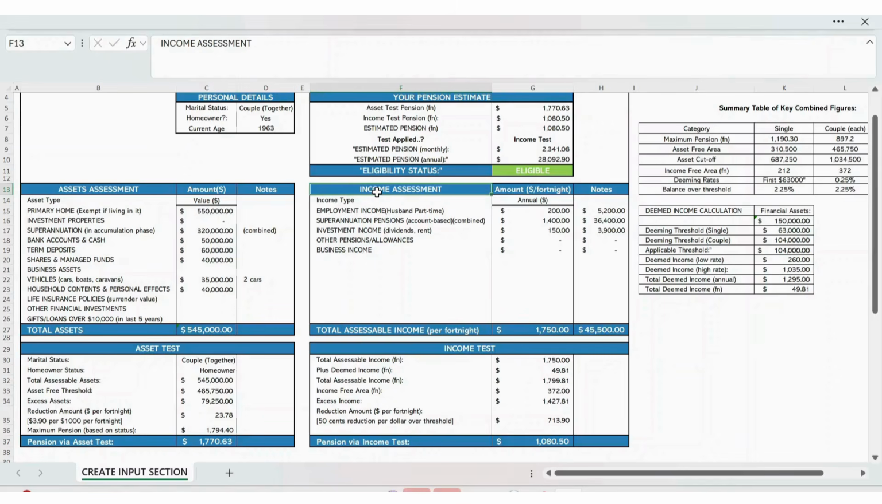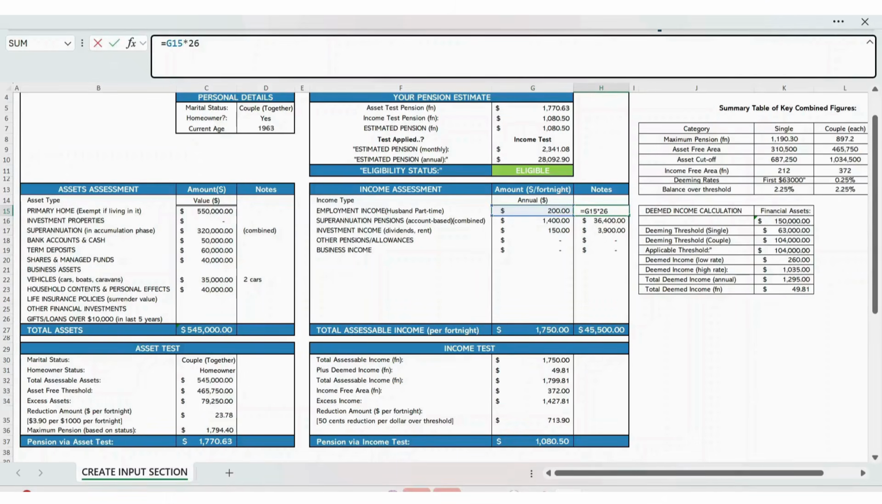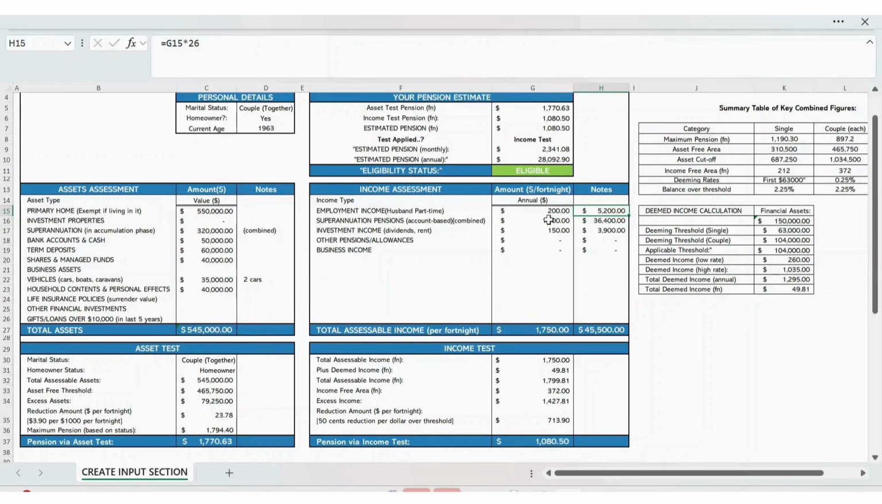Section 4, Income Assessment. Moving to the Income Assessment section on the right, this captures all your actual income sources. Employment income of $200 per fortnight, notice cell H15 multiplies this by 26 to show the annual figure. Superannuation pensions of $1,400 per fortnight from account-based pensions. Investment income of $150 per fortnight from dividends or rent. But here's the tricky part. The government uses deeming for financial assets.